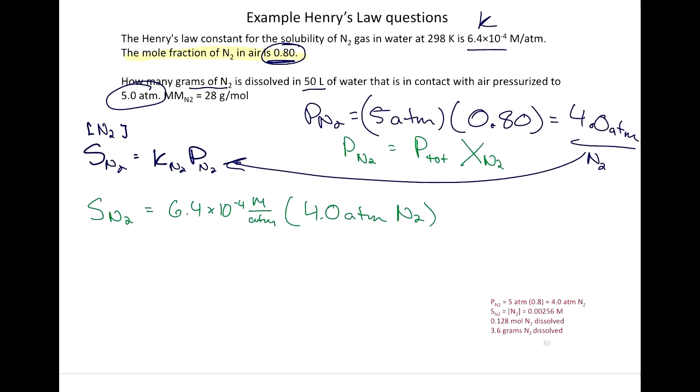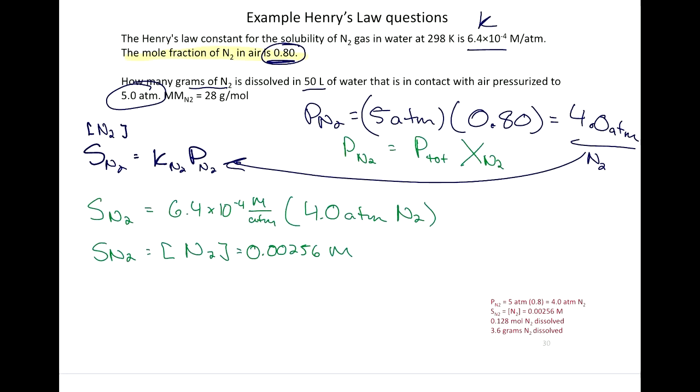When we plug those numbers in, we get that the solubility of nitrogen, or the concentration of nitrogen in this sample, is 0.00256 molarity. Is that our answer? No, because this question is asking how many grams of nitrogen is dissolved in this 50-liter sample. All of what we just did is the new stuff using Henry's law. Now to finish this question is just Chem 1210 review and doing molarity conversions.